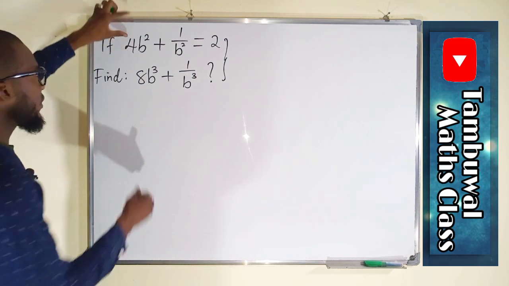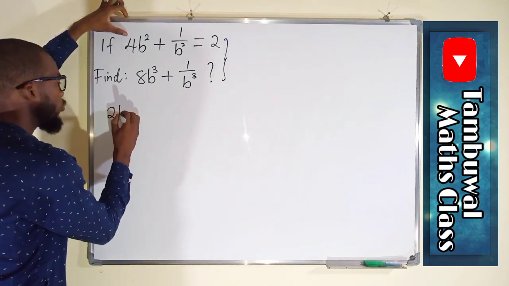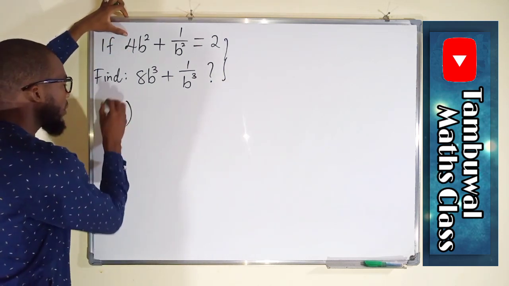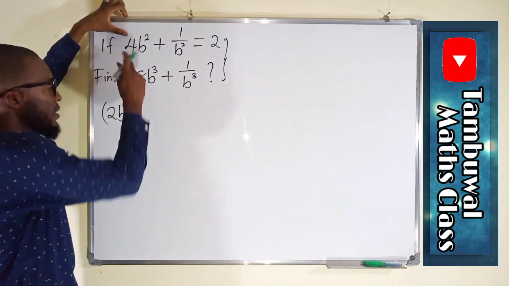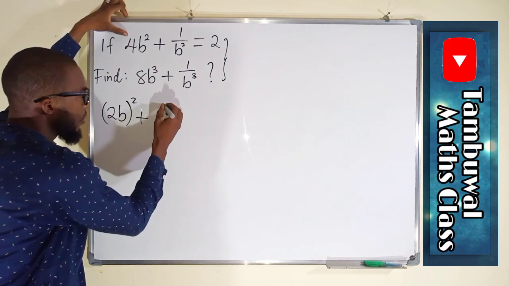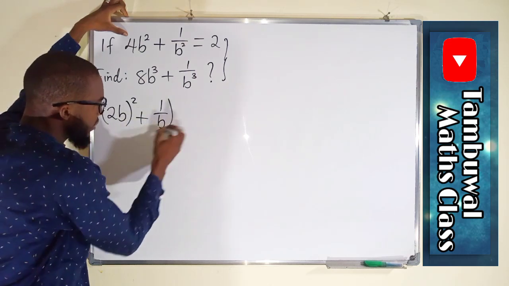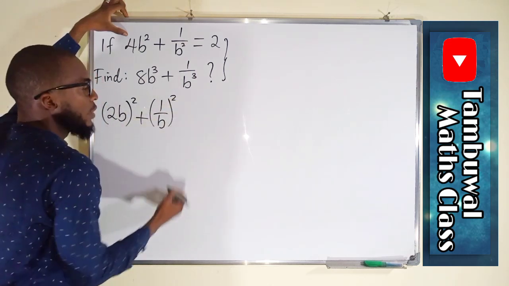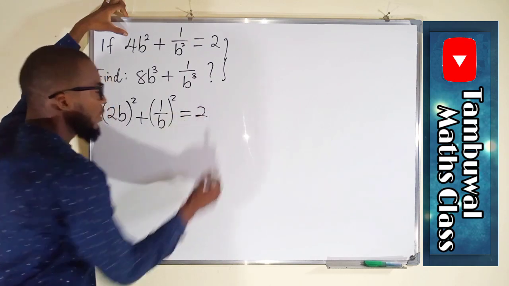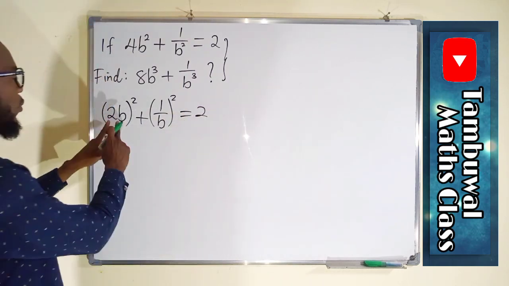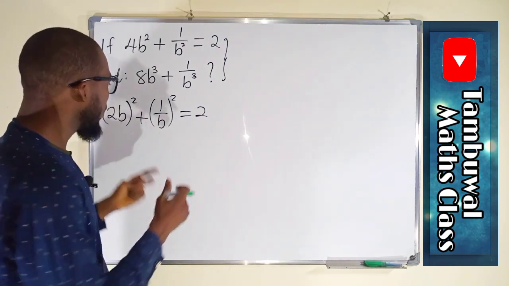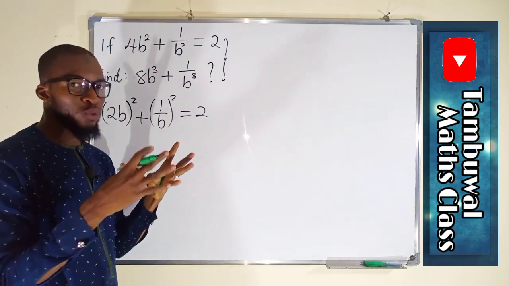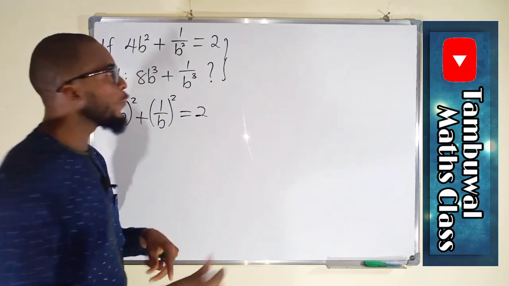This equation can be written as 2b to the second power, because if you expand this, you shall get this back, plus 1 over b to the second power. The whole of this is equal to 2. If you look at these two terms, they are all to the second power, and in mathematics we call them sum of two squares. Let me derive it for you.